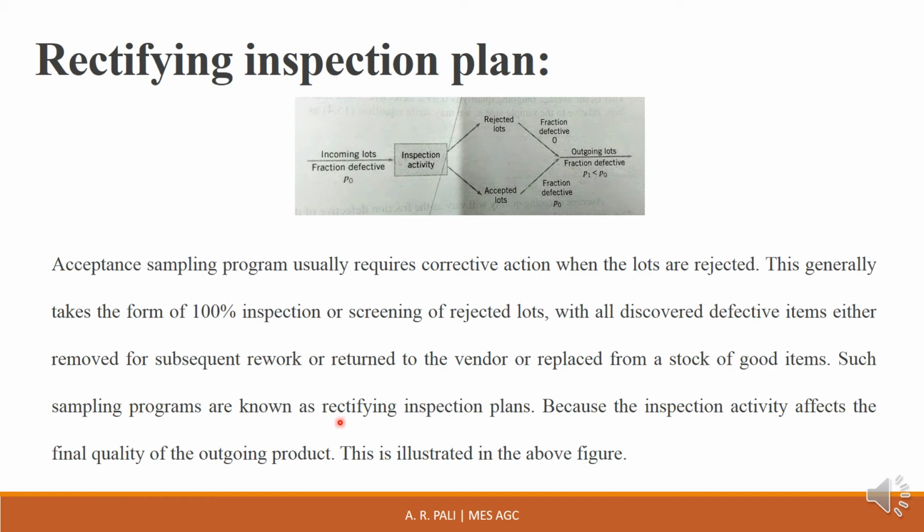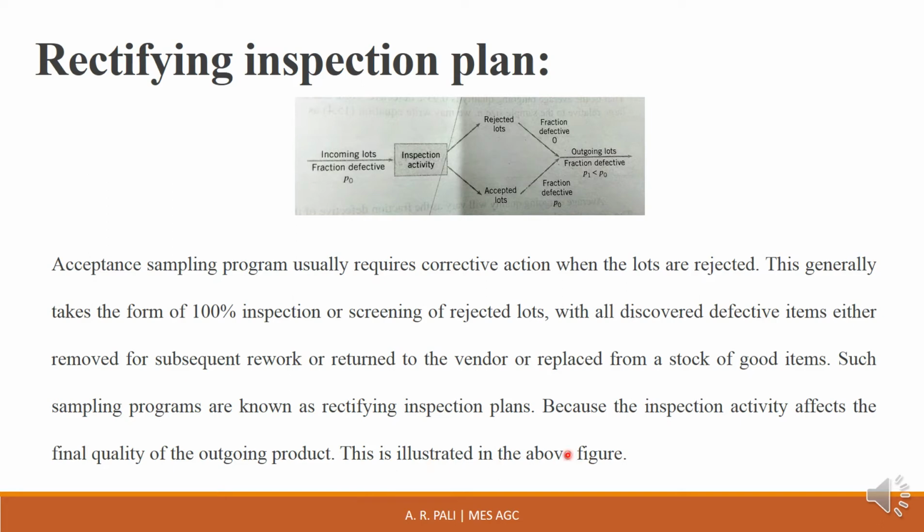Programs are known as rectifying inspection plans, where we rectify the lot quality, where we improve the lot quality, because the inspection activity affects the final quality of the outgoing product. Because it is affecting the final quality of the product which we are ultimately getting, hence it is called the rectifying inspection plan. Now this is illustrated in the above figure.